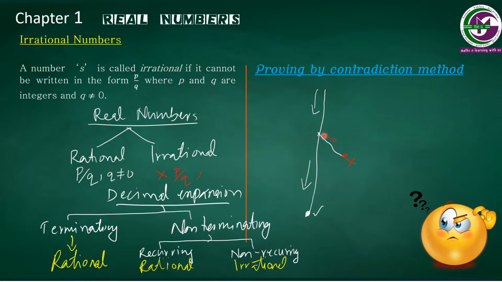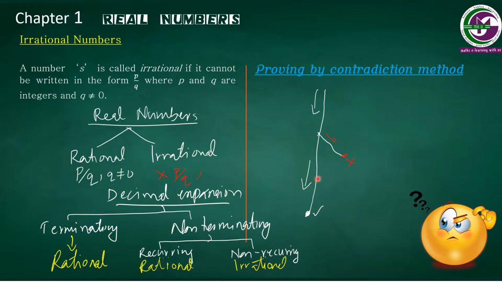We need to prove root 2 is irrational, but we'll go with the assumption that root 2 is rational. So we'll assume root 2 is rational and we'll see that there is something wrong, because we'll reach a wrong destination. We'll reach a contradiction. Contradiction means we'll get a statement which is entirely against the beginning statement. So this is the method of contradiction.